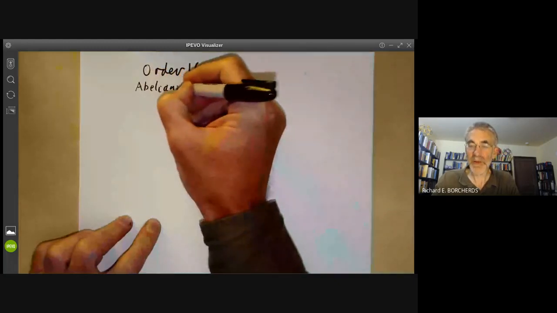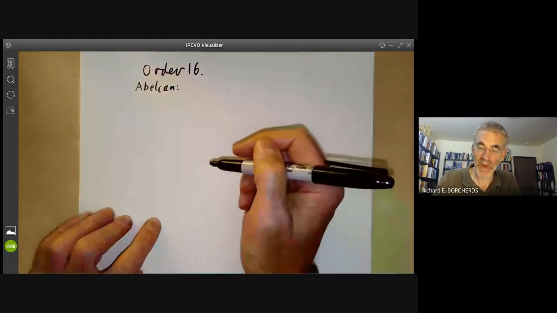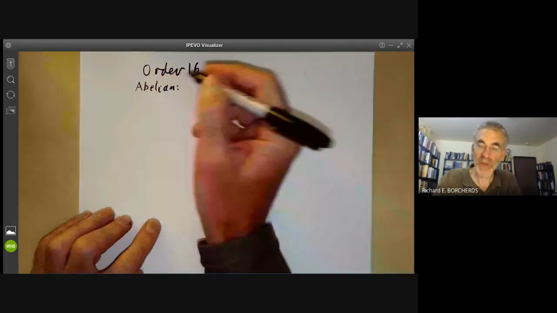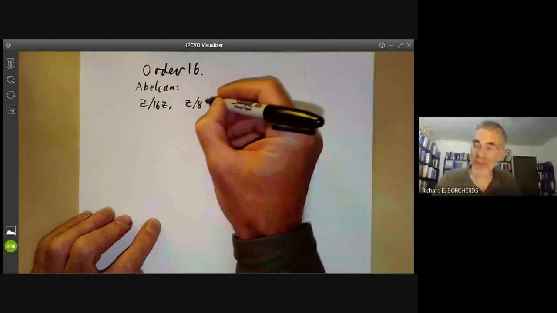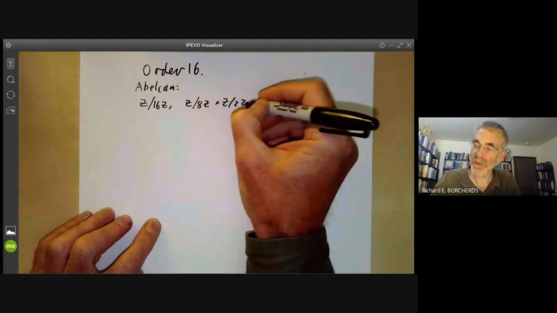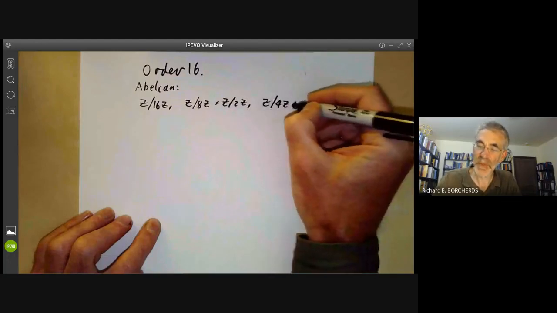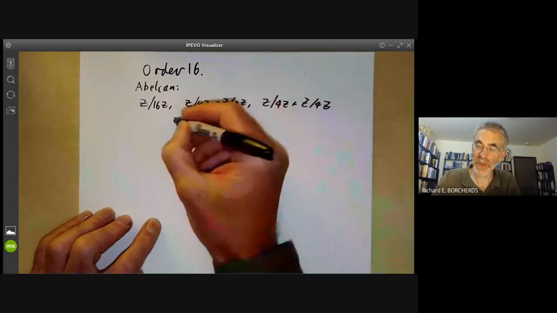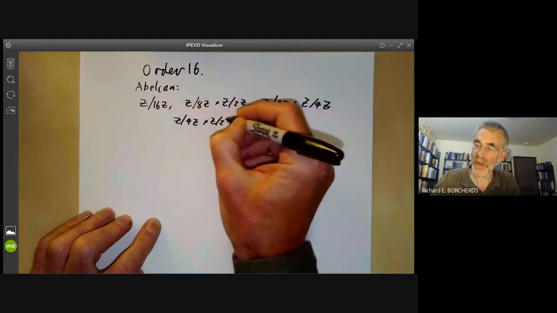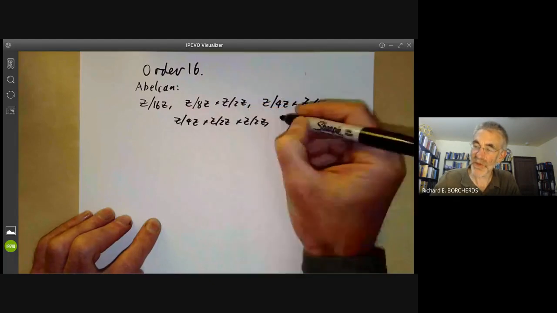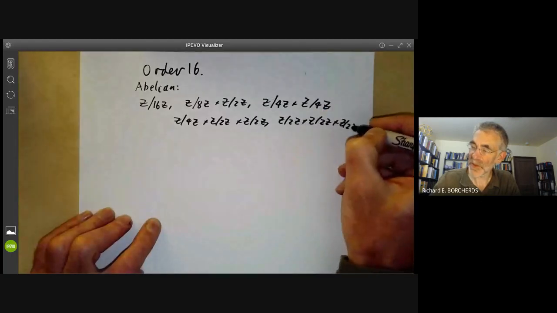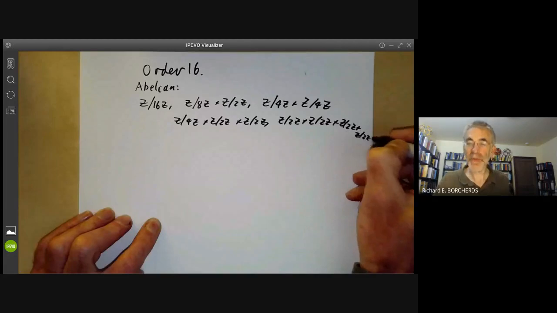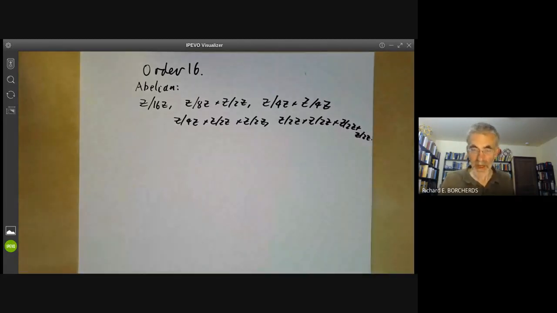Let's write down the abelian groups we can think of of order 16. Well, there's Z modulo 16Z. And then we can take products like Z modulo 8Z times Z modulo 2Z, Z modulo 4Z times Z modulo 4Z, Z modulo 4Z times Z modulo 2Z times Z modulo 2Z, and Z modulo 2Z times Z modulo 2Z times Z modulo 2Z times Z modulo 2Z. So these are the obvious abelian groups of order 16. And the question is, are there any others?